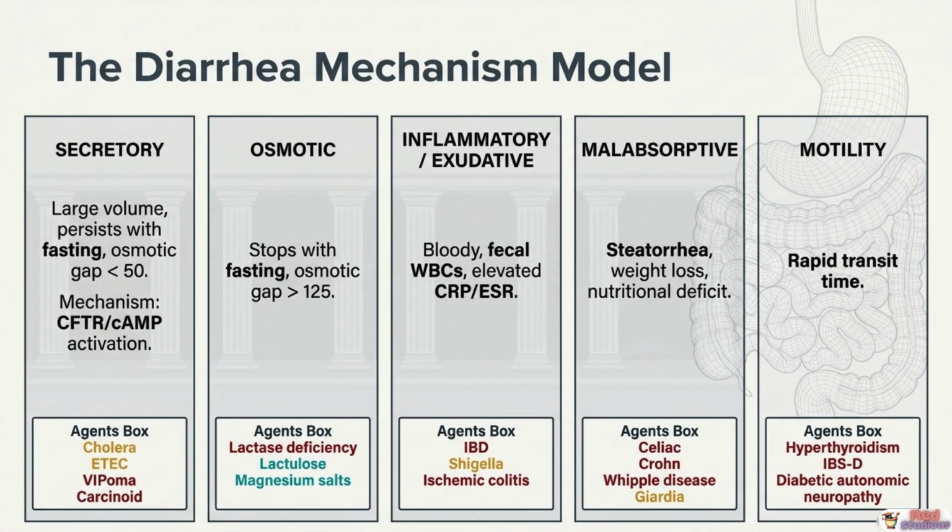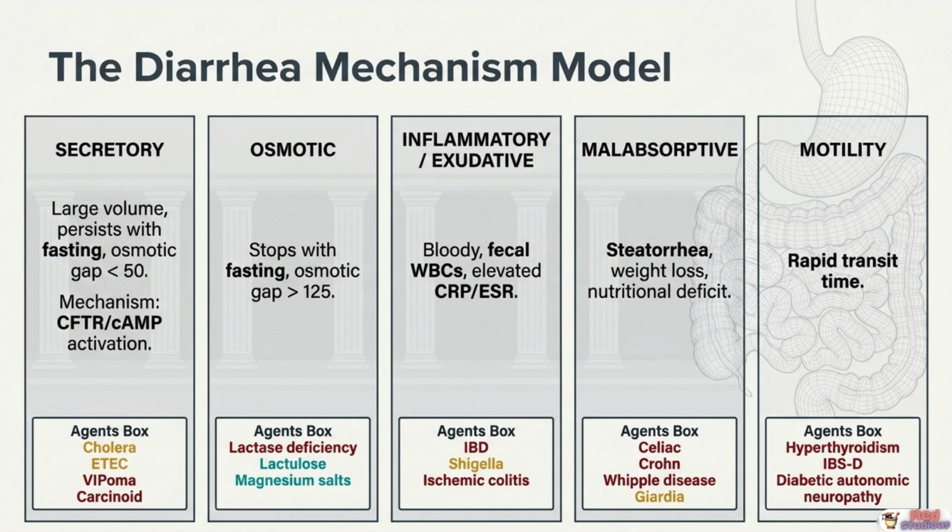Every cause of diarrhea on the boards falls into one of 5 mechanistic buckets, and identifying the bucket almost always hands you the diagnosis. Secretory diarrhea is large volume and persists even with fasting, driven by direct activation of CFTR through cyclic AMP. Think cholera, ETEC, VIPoma, and carcinoid syndrome, and it shows a low osmotic gap, under 50.